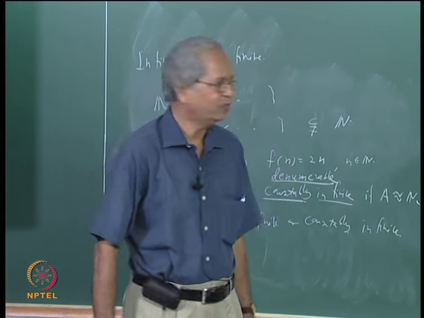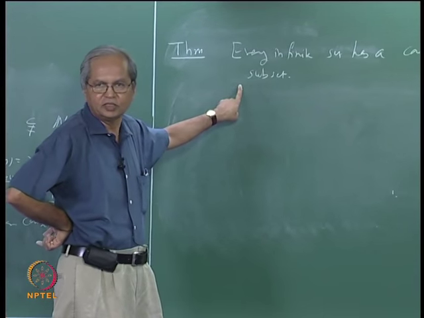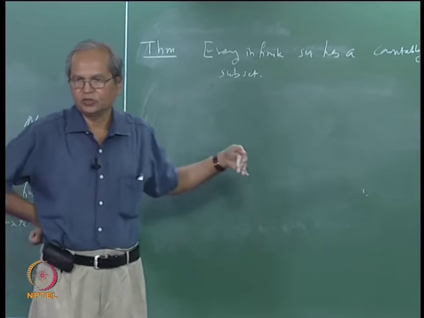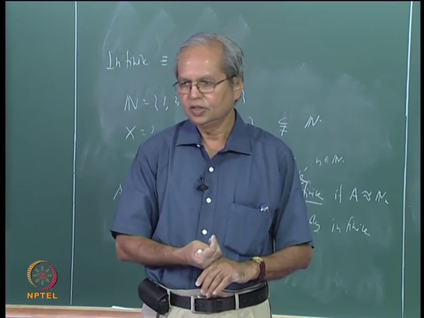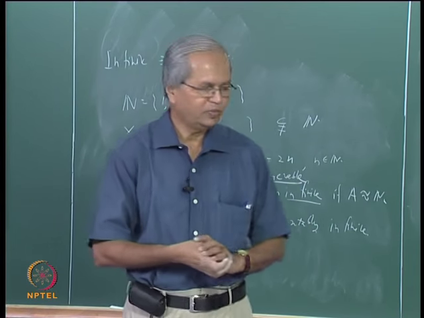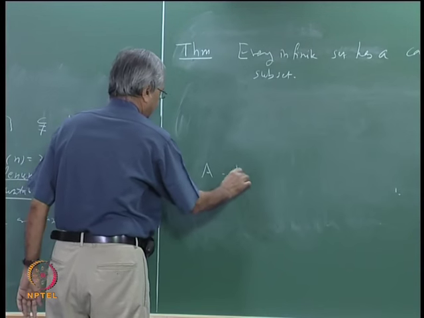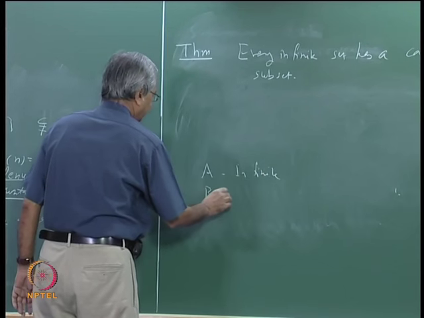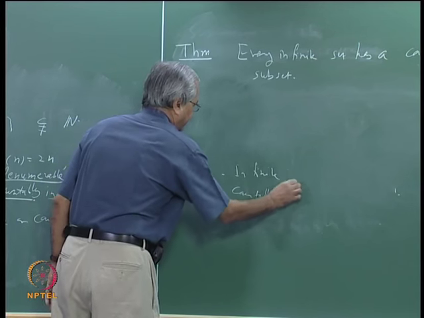Now, suppose I prove this theorem. Will it imply that every infinite set has a countably infinite subset, and that countably infinite subset has a subset which is numerically equivalent to itself? So will it immediately mean that every infinite set has such a proper subset? For example, suppose you started with a set A, an infinite set, and suppose B is a countably infinite subset.